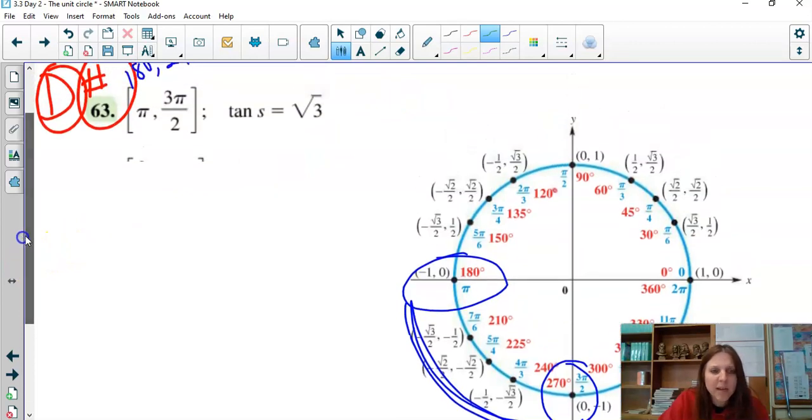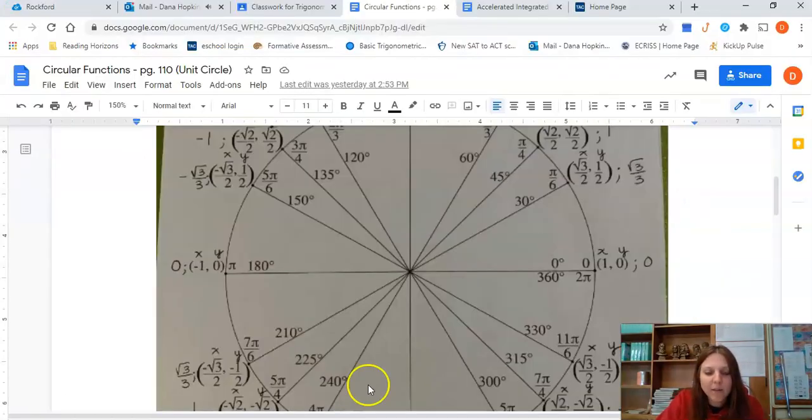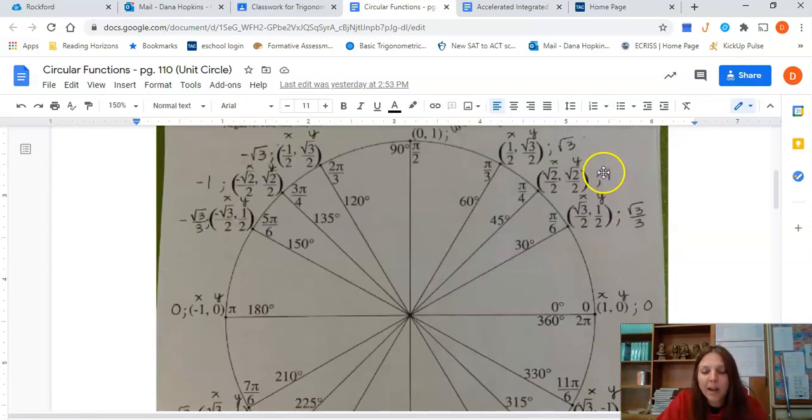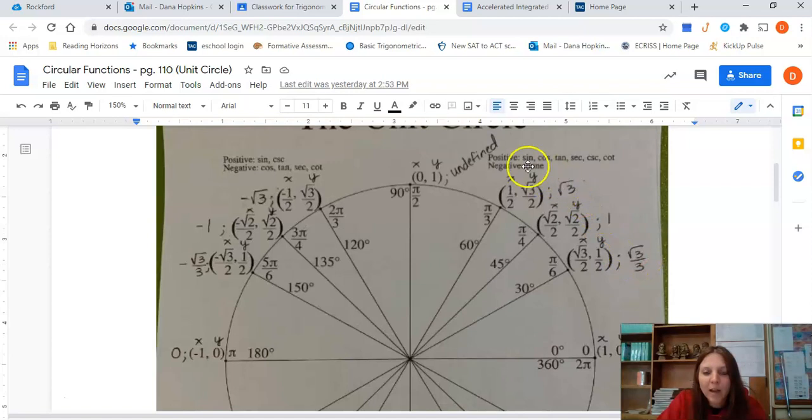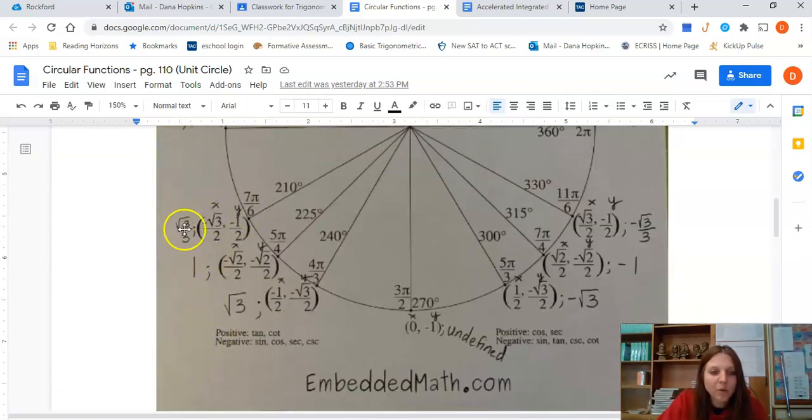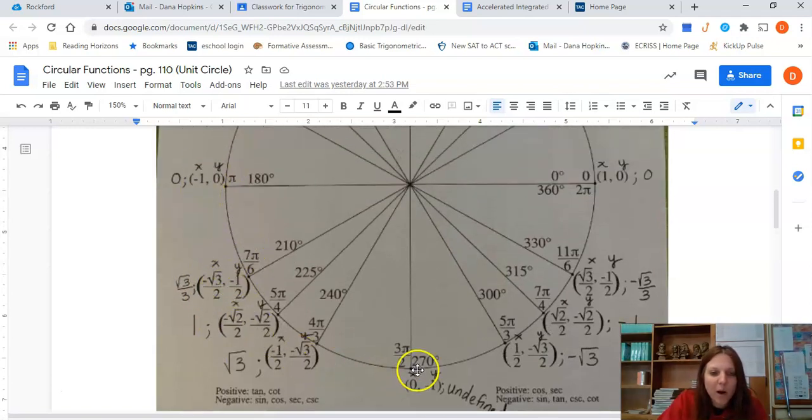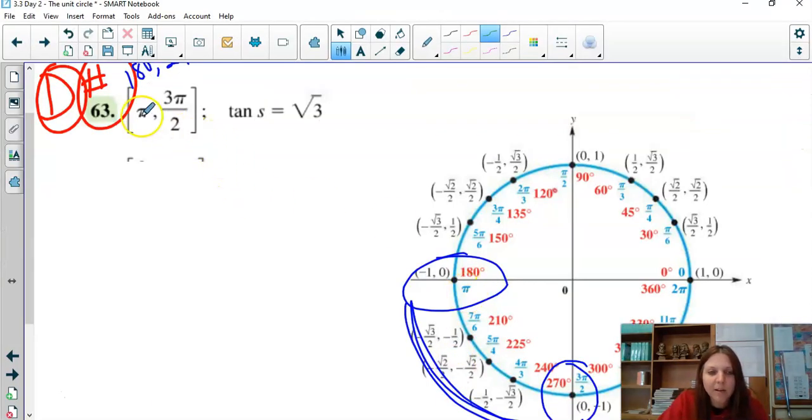This circle is just the basic unit circle and does not have any of the tangent values on it. I have to calculate it. But if you look at the circle that I gave you, you will see that I have the tangent values on here for you. All of these numbers on the outside of the circle are the tangent values. So it goes cosine, sine, tangent, cosine, sine, tangent, all the way around the circle. Okay, cosine, sine, tangent.